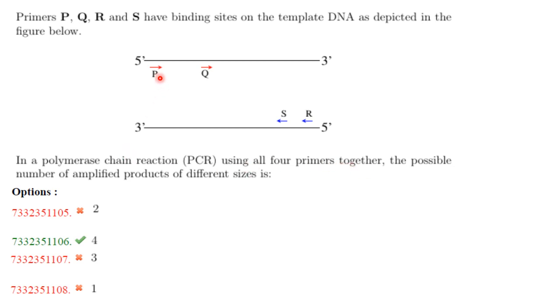So here P and S will give you one size of amplified product. Then P can be the forward primer and R can be used as the reverse primer, and you will get another set of amplified products of different size. Similarly Q and S as well as Q and R. So totally how many? 4. You will get 4 different amplified products of 4 different sizes.